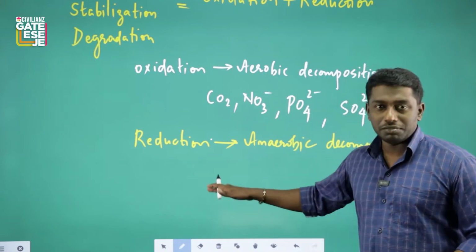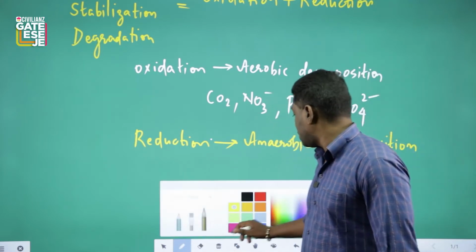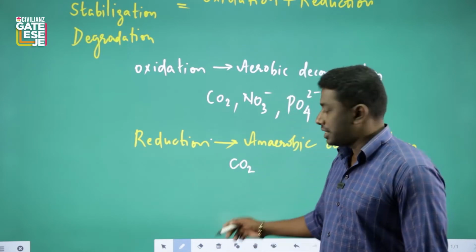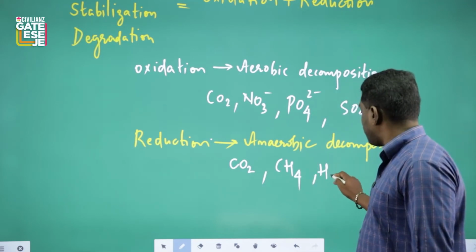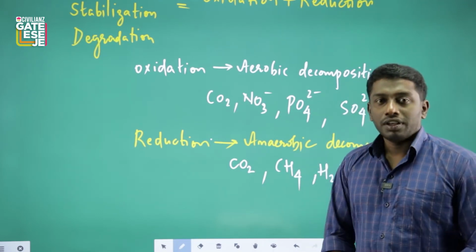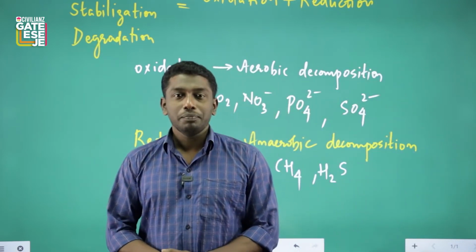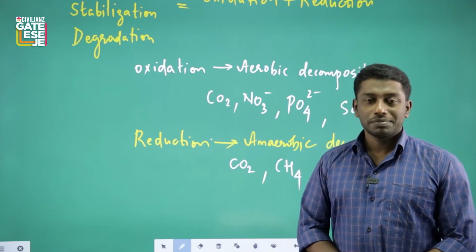And what will be its byproducts? Major byproducts of anaerobic decomposition are carbon dioxide, then methane, hydrogen sulfide, etc. It is much more complicated than the aerobic process actually, and much slower when compared to aerobic decomposition. To find the nuisance potential of sewage, both physical characteristics and chemical characteristics are observed.